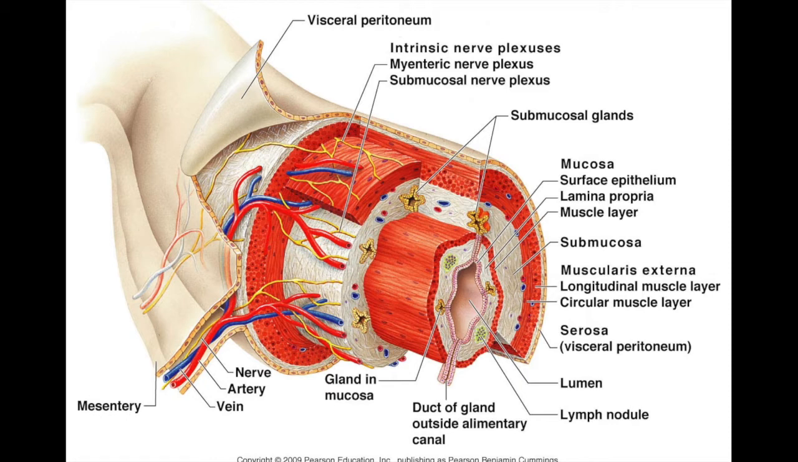Now all the layers vary in thickness from one place to another along the digestive tract. The space inside the tube is the lumen. Its size varies too. The lumen of your esophagus, for instance, isn't the same as the lumen of the stomach, nor the lumen of the small intestine or the colon.